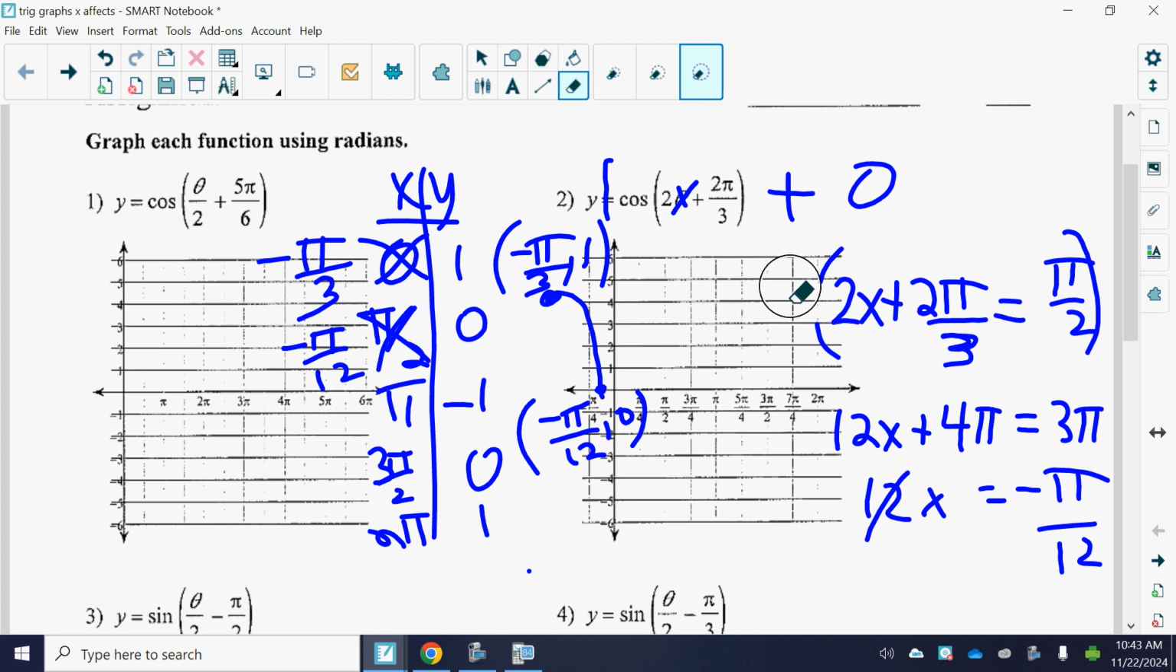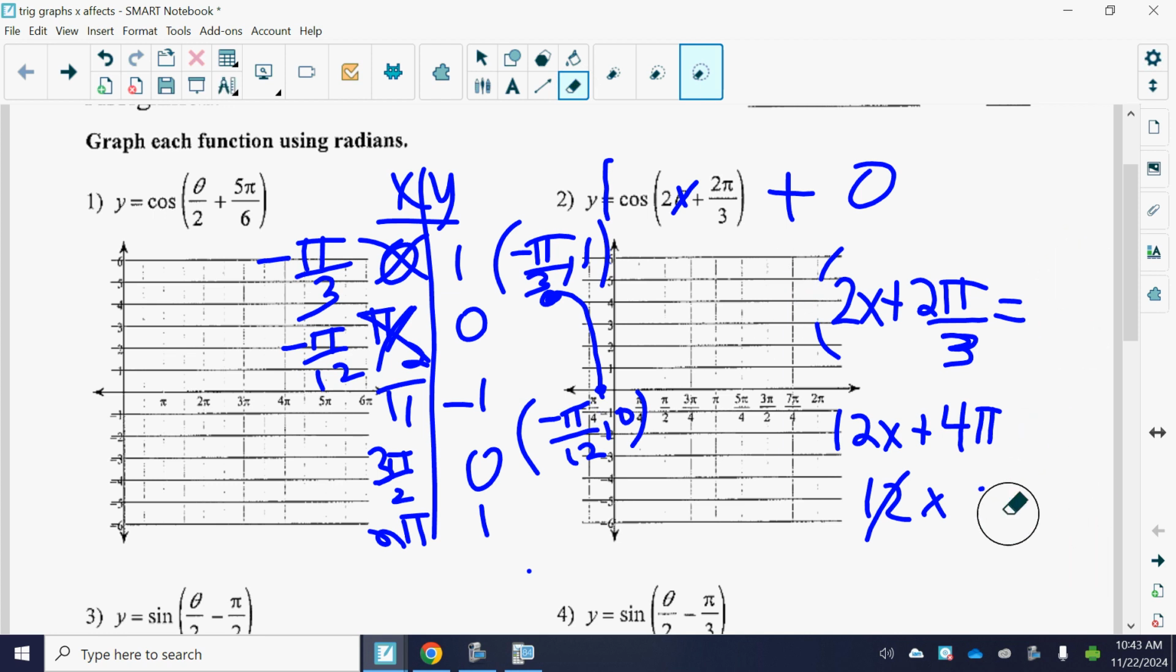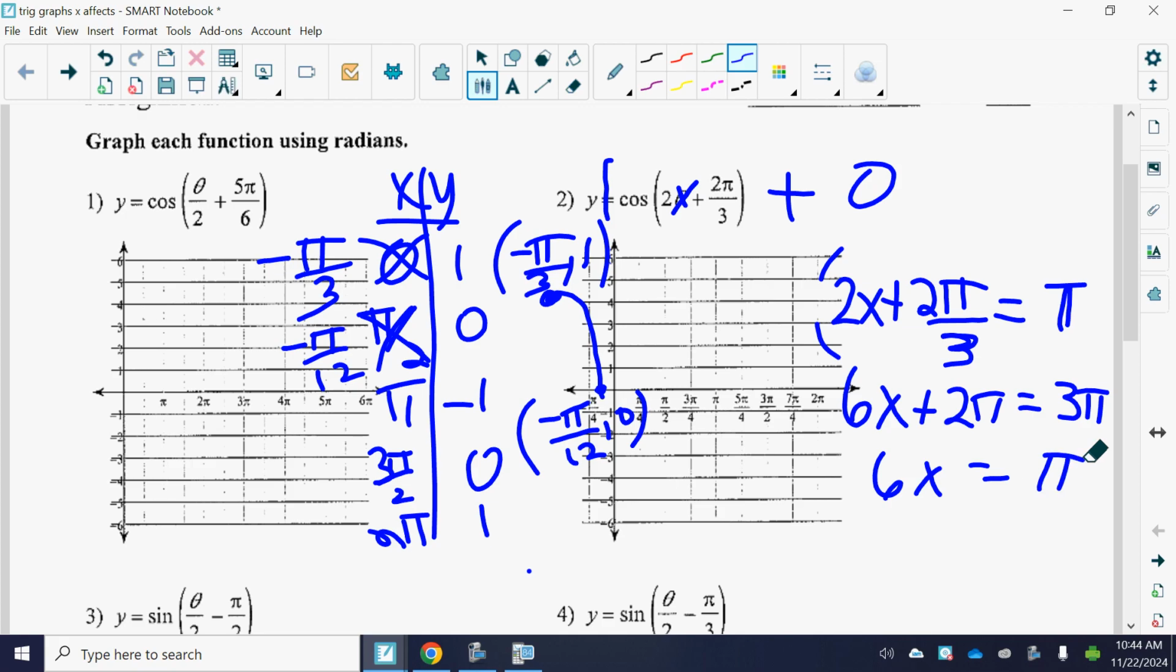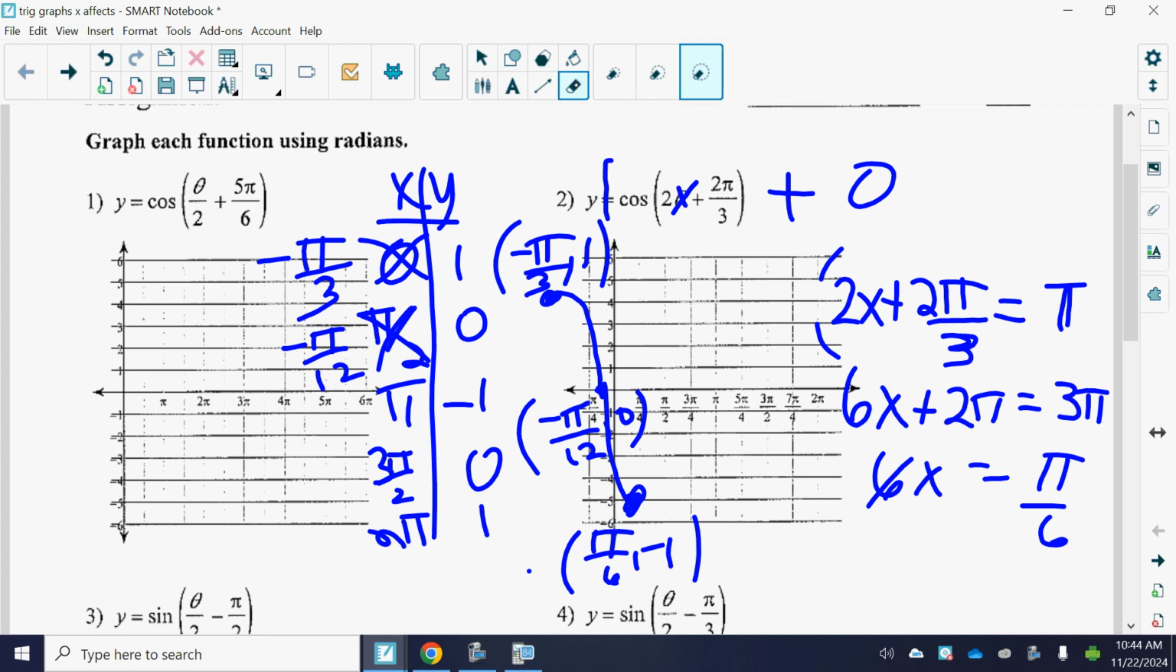Who's the third guy? Set it equal to pi, huh? Now I can times by 3. I'm only getting pi 6. Whoosh. Who's next?